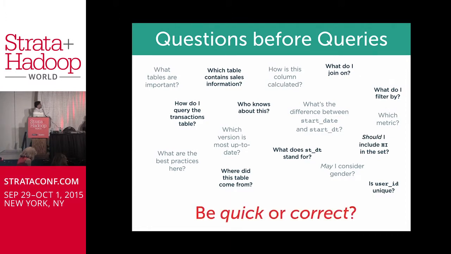Now, analysts typically are faced with a trade-off. Should I be quick, ignore some of these questions and assume whatever I'm doing is correct, or should I try to be correct and actually figure out answers to all of these questions? Ideally, we want them to be both quick and correct.